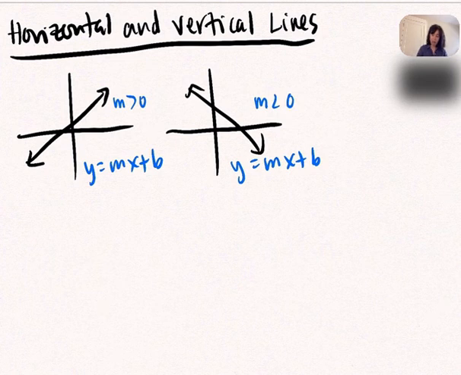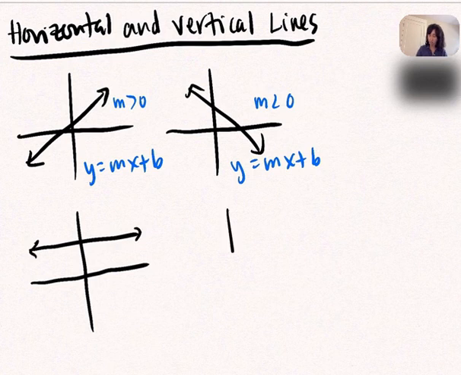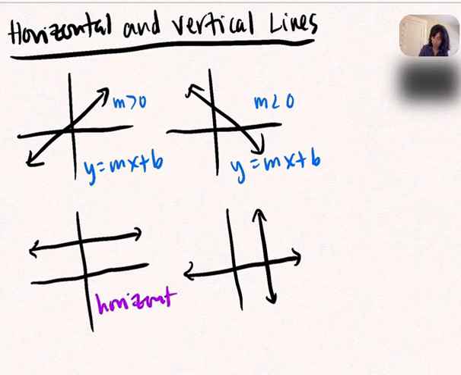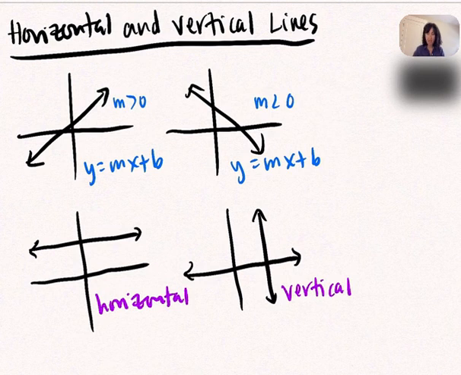And lines on the right have negative slope. Now, we also sometimes have lines that are either horizontal or vertical. So they don't really have tilts to them like you see in the pictures above. So this is a horizontal line, and this is a vertical line. Now, lines that are either horizontal or vertical, you come up with the equation in a different way.